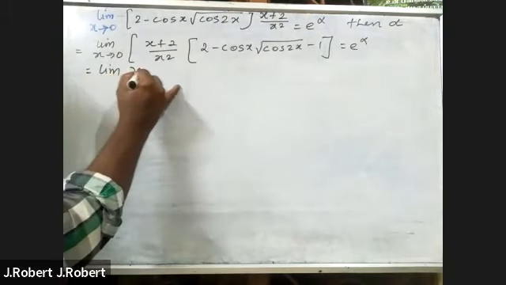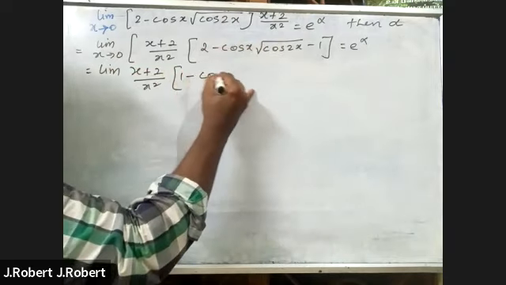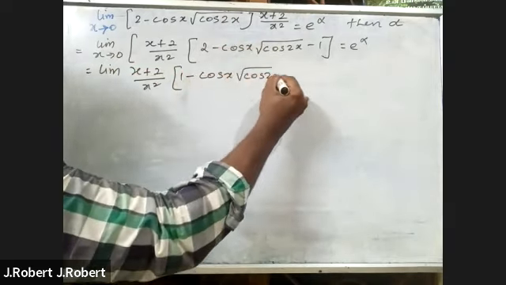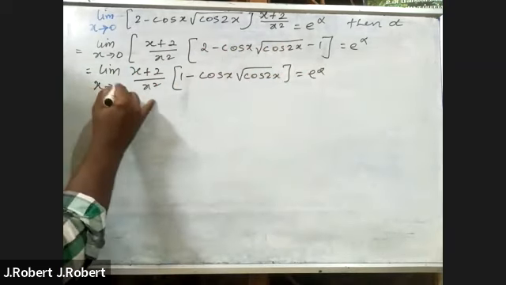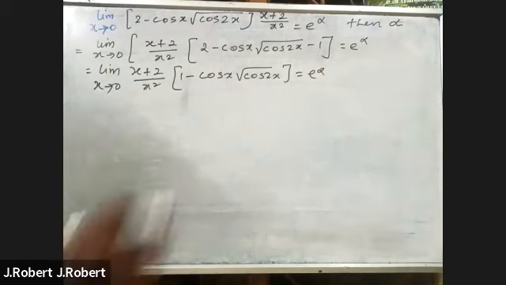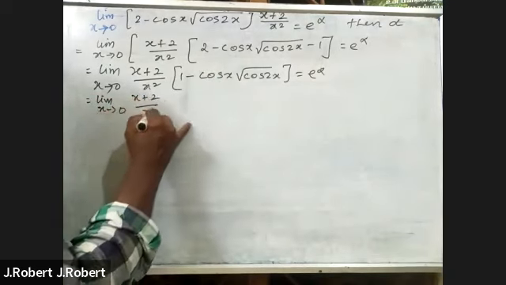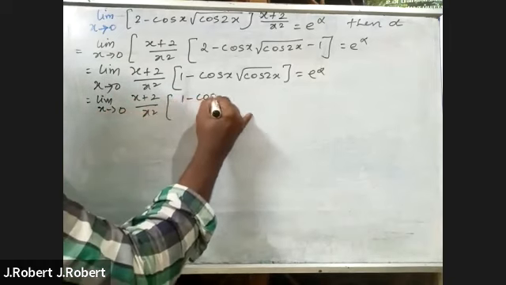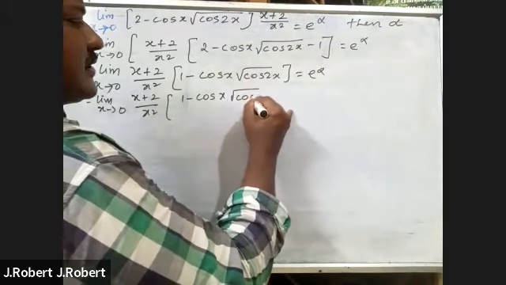Okay, so now you can put simply x plus 2 divided by x square. 2 minus 1 becomes 1, minus cos x into square root of cos 2x, which is equal to e power alpha. There we can say limit x tends to 0. Now we have to take the conjugate for this one. So keep as it is, limit x tends to 0, x plus 2 divided by x square. The conjugate for this is 1 minus cos x into square root of cos 2x.